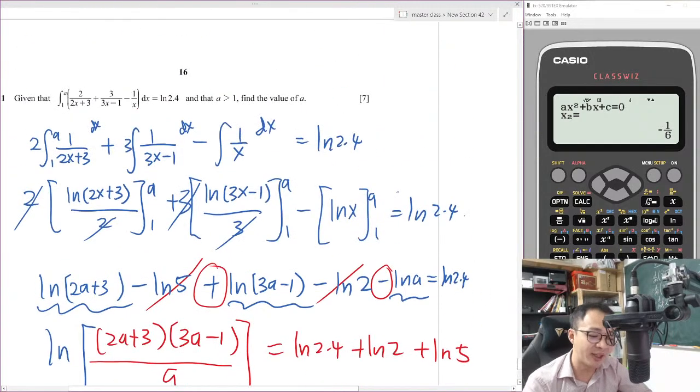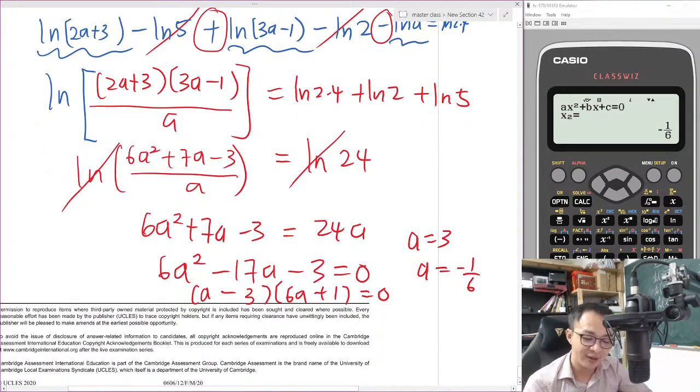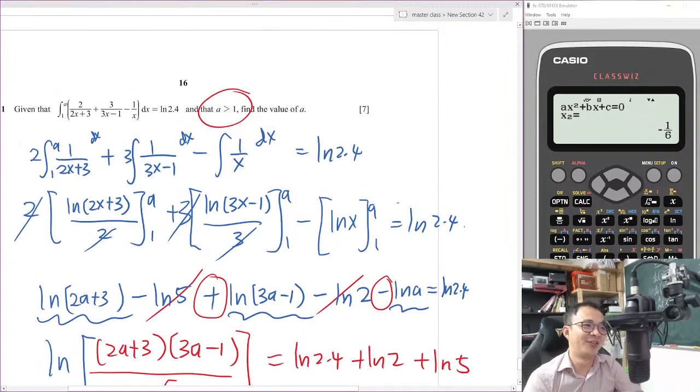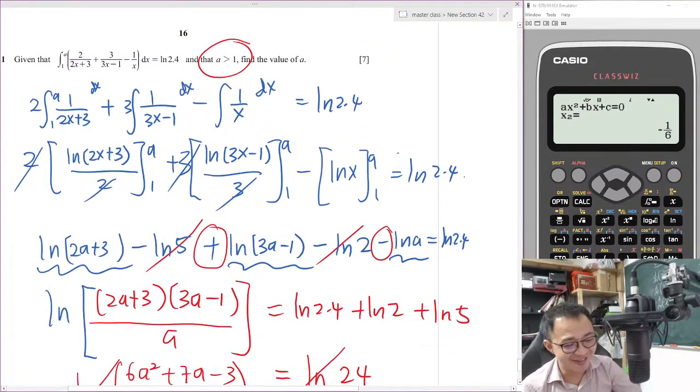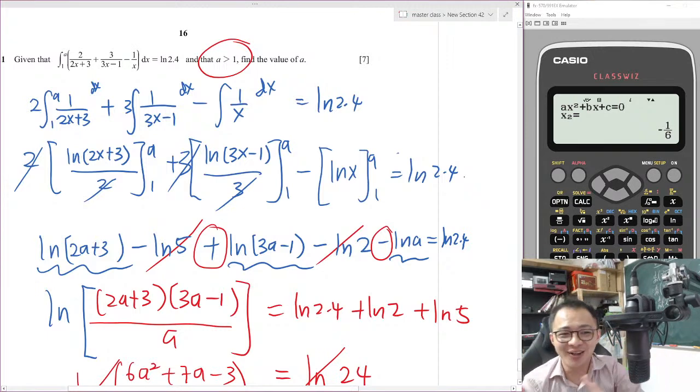But at the very beginning, they give you a range of a must be bigger than 1. So therefore, negative 1 over 6 will be rejected, or you just erase it. Okay, you only have one answer of a, which is a equals 3. Yeah, this kind of integration question I would say is quite hard compared to other integration questions I saw before. But anyways, that's all for this paper 1-2. Is there anything you want to ask me before I end this live streaming?